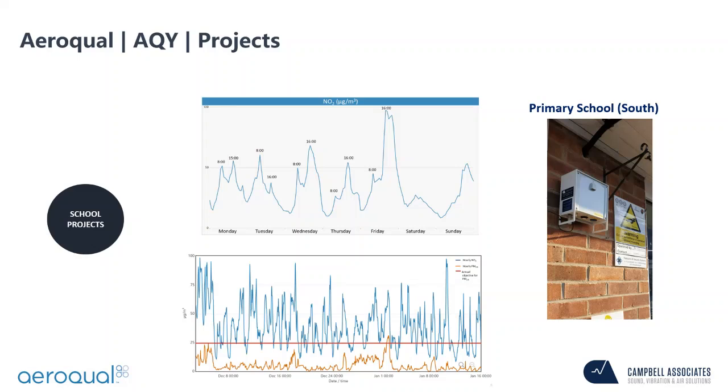This study was carried out just before lockdown. After they got the data, the schools were closed for a couple of months, so they didn't implement any mitigation measure at that time. But I'm sure the local authority is now looking into doing something, which is good.